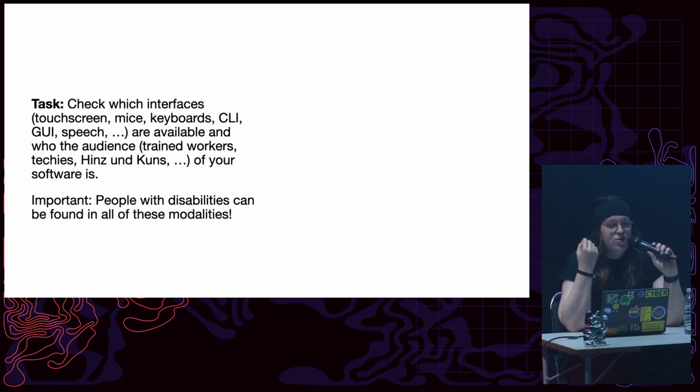This makes a huge difference in what a software should be capable of, what a software actually does, and how a software should be structured. And also what you have to pay very close attention to is that people with disabilities can be found in all of these modalities. So there can be very technically skilled people with disabilities. Or for example, when you're developing a car website, do not have the expectation that blind people, for example, will never buy a car. That is simply not true, because that will happen in the real world.